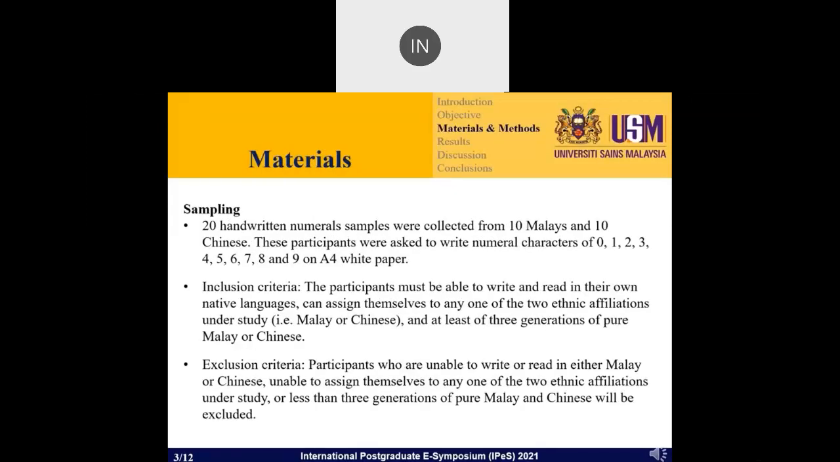20 handwritten numeral samples were collected from 10 Malays and 10 Chinese. These participants were asked to write numeral characters of 0 until 9 on A4 white paper for 7 times within 7 separate rows. There were some inclusion criteria. The participant must be able to write and read in their own native language. They must be able to assign themselves to any one of the two ethnic affiliations under study, and they must be at least of 3 generations of pure Malay or Chinese. The exclusion criteria were participants who are unable to write or read in either Malay or Chinese, or unable to assign themselves to any one of the two ethnic affiliations under study, or probably less than 3 generations of pure Malay or Chinese will be excluded in this study.